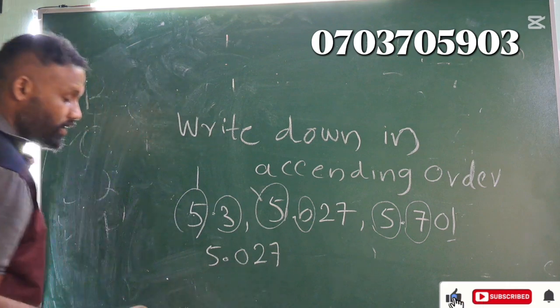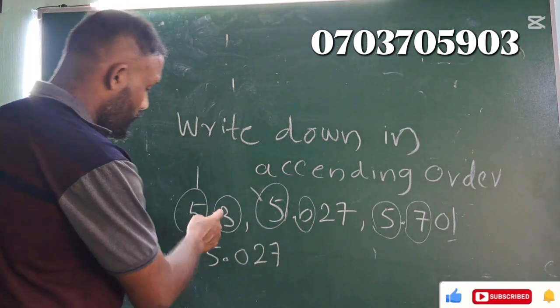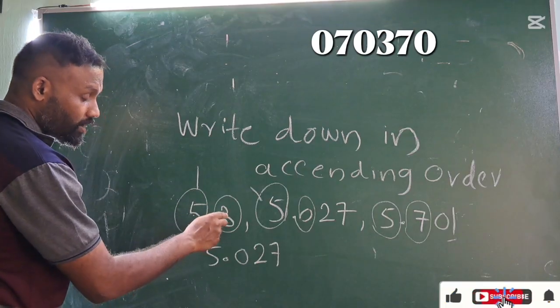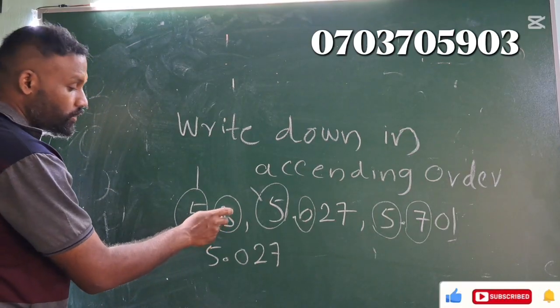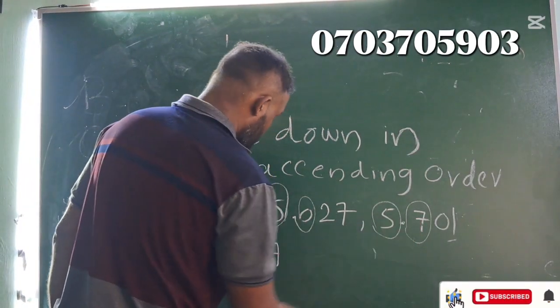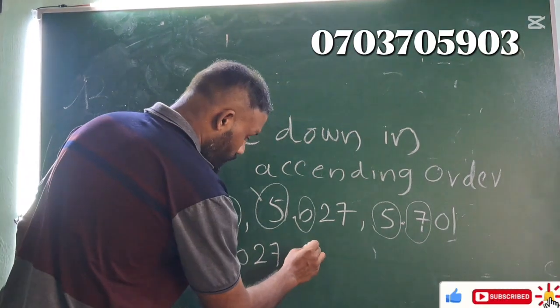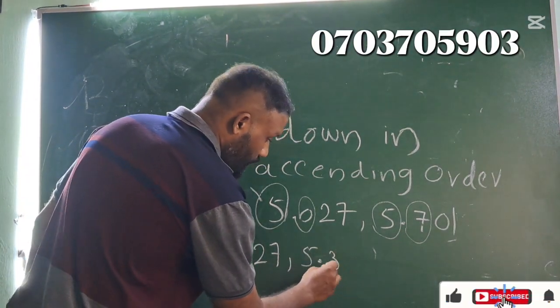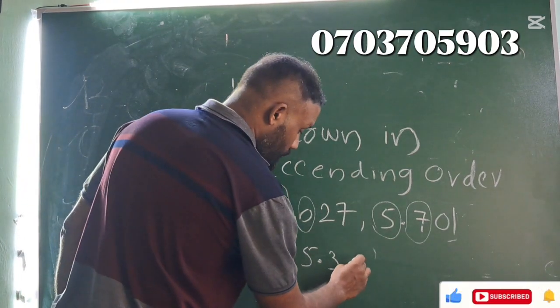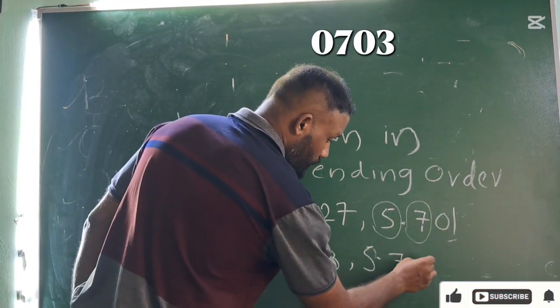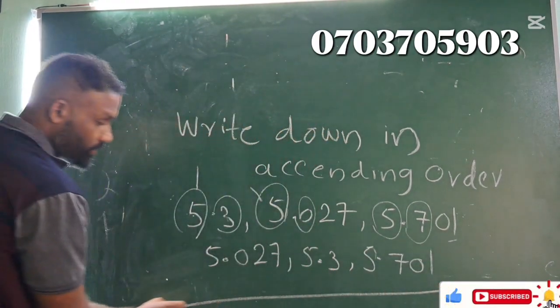Then 5.3 and 5.701. The units are 5, and the tenths place value is 3 here and 7 there. So which one is the smaller? This one, 5.3. The largest one is this one, 5.701.